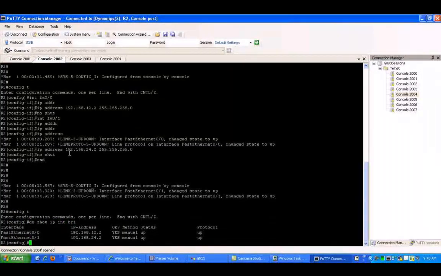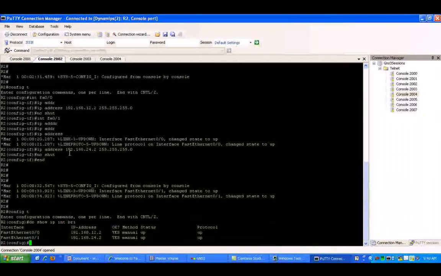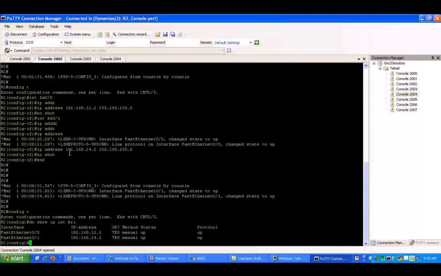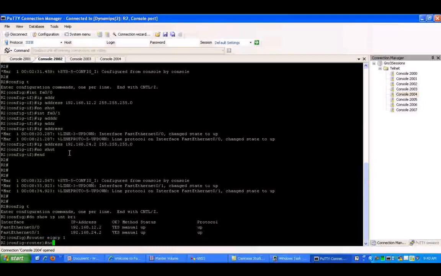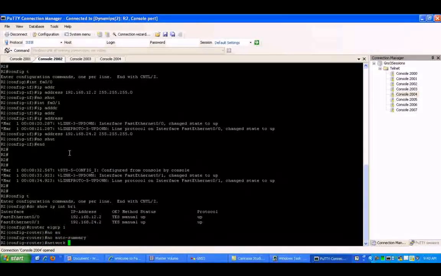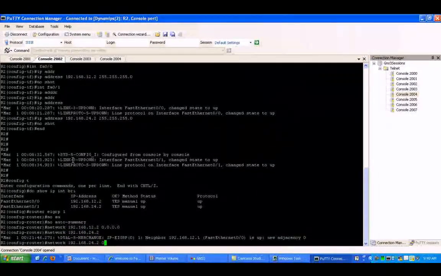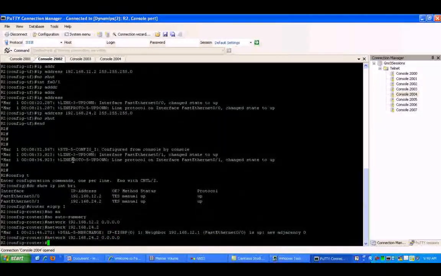So now we're going to go to router 2. If we do the command do show IP interface brief on R2, we have two fast Ethernet interfaces. One of them is to router 1, which is in the 12 network, and one of them is to router 4, which is in the 24 network. We'll go under router EIGRP and do a no auto summary. Then we will do the command network 192.168.12.2 with 0.0.0.0. Then we will also do the 24.2 with 0.0.0.0 as well.